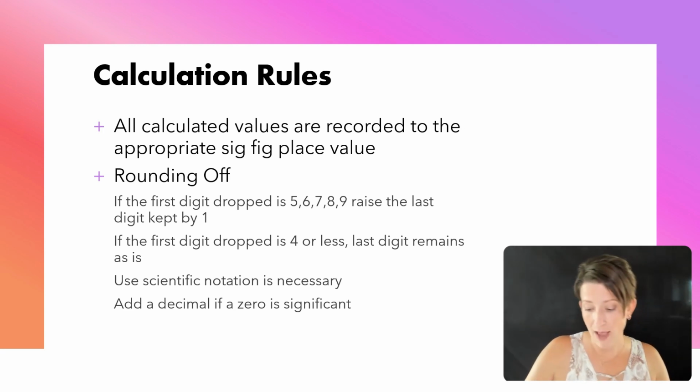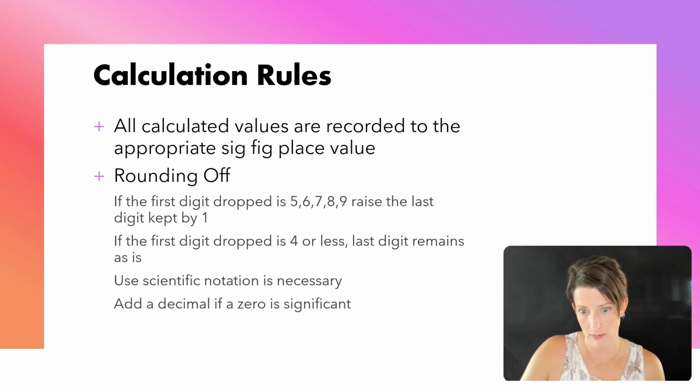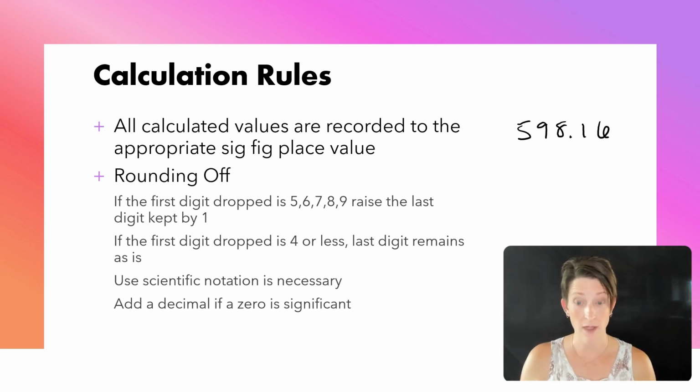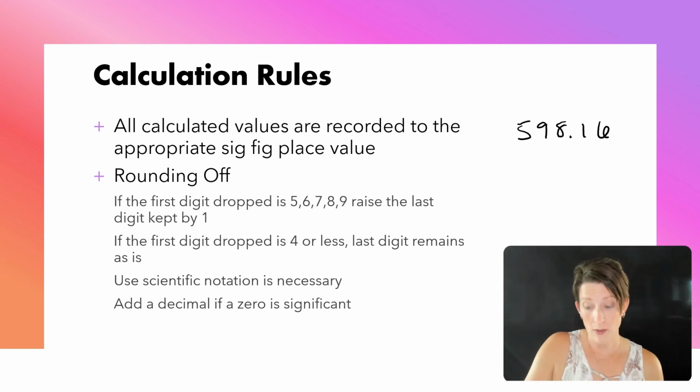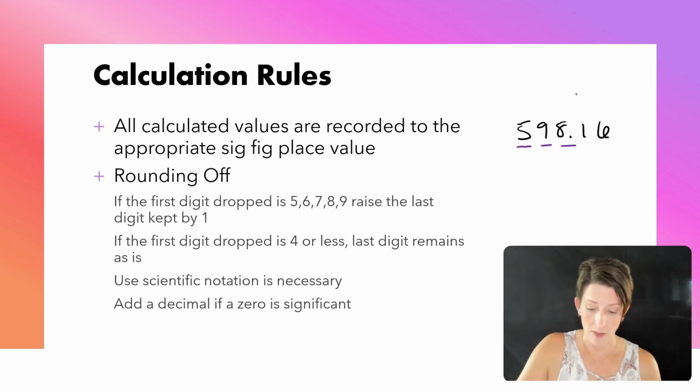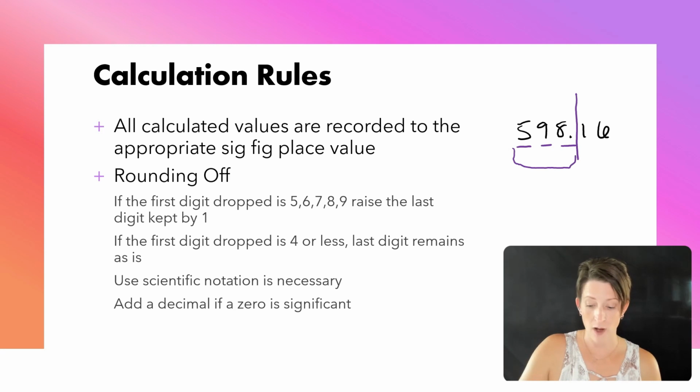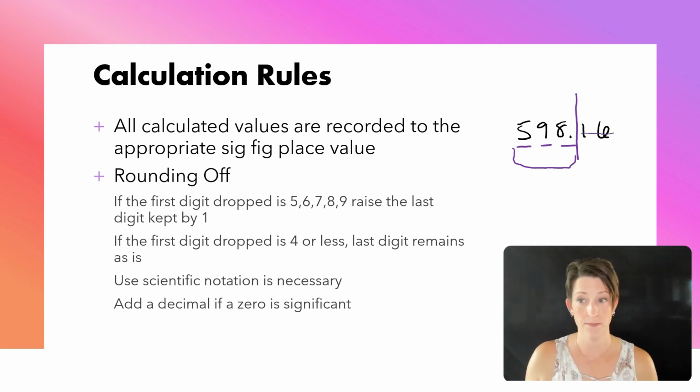So if we have a value of 598.16, and I want to go to 3 significant figures, what I do is I want to start with the first significant figure provided to me. That's going to be the 5. And I want to make sure that I go to 3 total sig figs. 1, 2, 3. I'm going to draw a line because that's separating my significant figures from my throwaway digits.